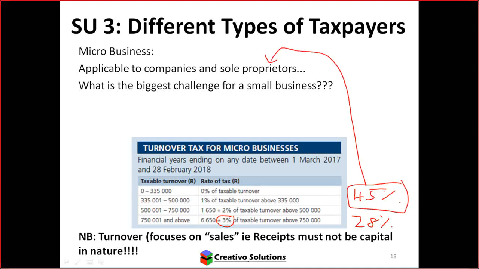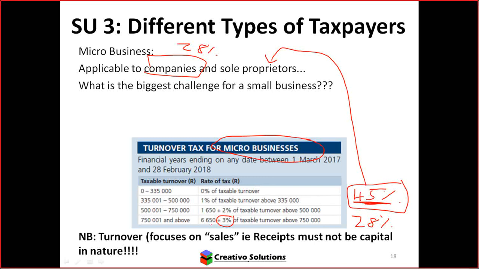A sole proprietor would have to pay up to 45%. A company would have to pay up to 28%. A micro business would pay up to 3%. It's insane how good that is in terms of helping small businesses. That's because the government is trying to grow those small businesses. So hopefully, if that small business can grow to a big business, now they can start grabbing 28% of all the income.